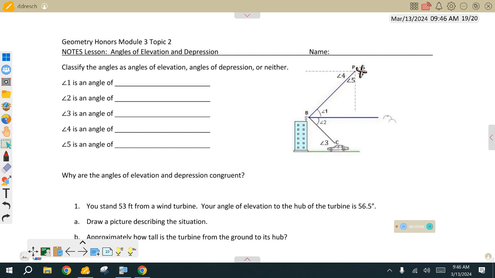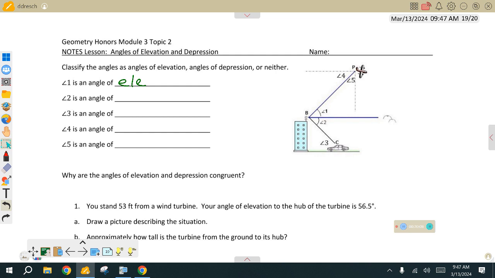Because you've got this imaginary horizontal, everybody has this imaginary horizontal line here. And that angle is above that horizontal line. And with that angle being above that horizontal line, looking up towards that plane, we classify that as an angle of elevation. Okay?